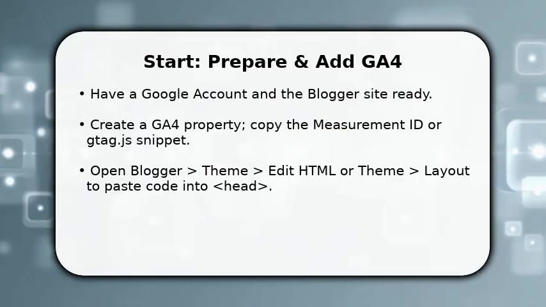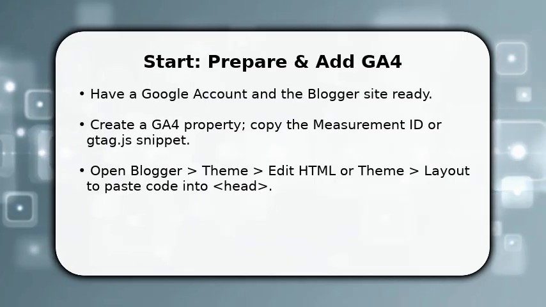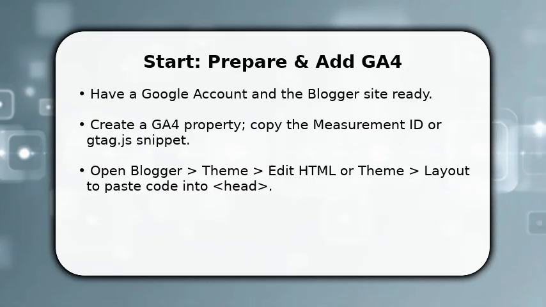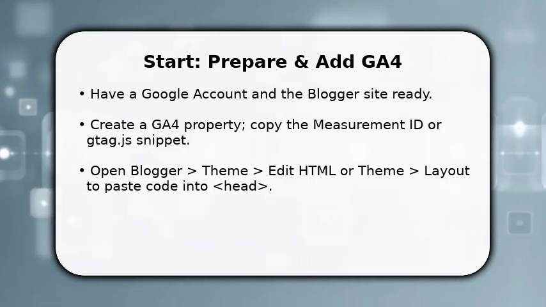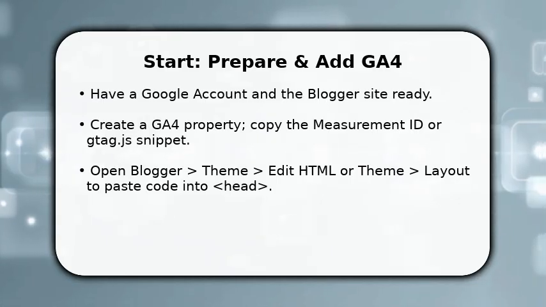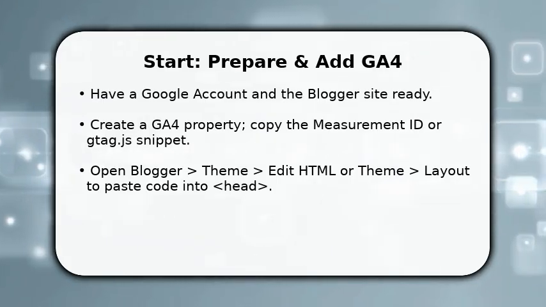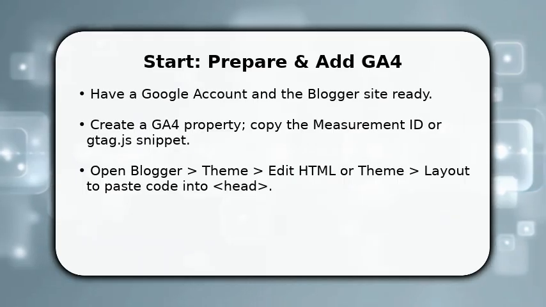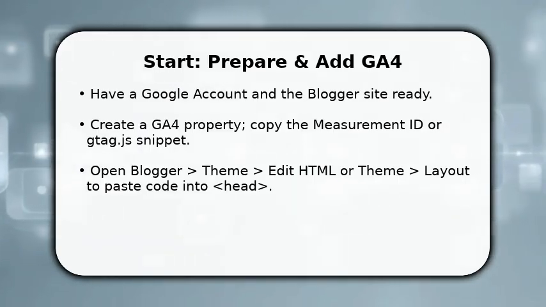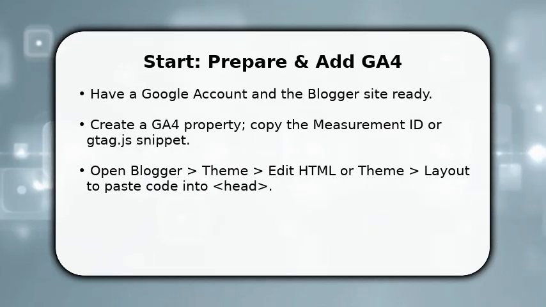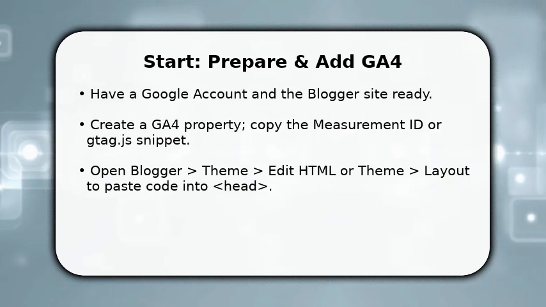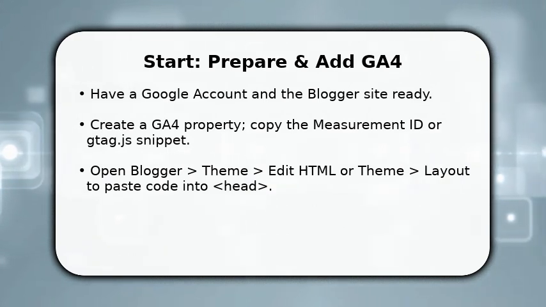You will start by preparing two essentials, your Google account and your Blogger site. Create a Google Analytics 4 property and add a web data stream. Copy the measurement ID or the G tag JS snippet. Once done, open Blogger, go to Theme and choose Edit HTML, or use Theme Layout to add an HTML/JavaScript gadget and paste the G tag code into the head section. This connects tracking immediately, so make sure to save and publish the theme changes before moving to configuration.